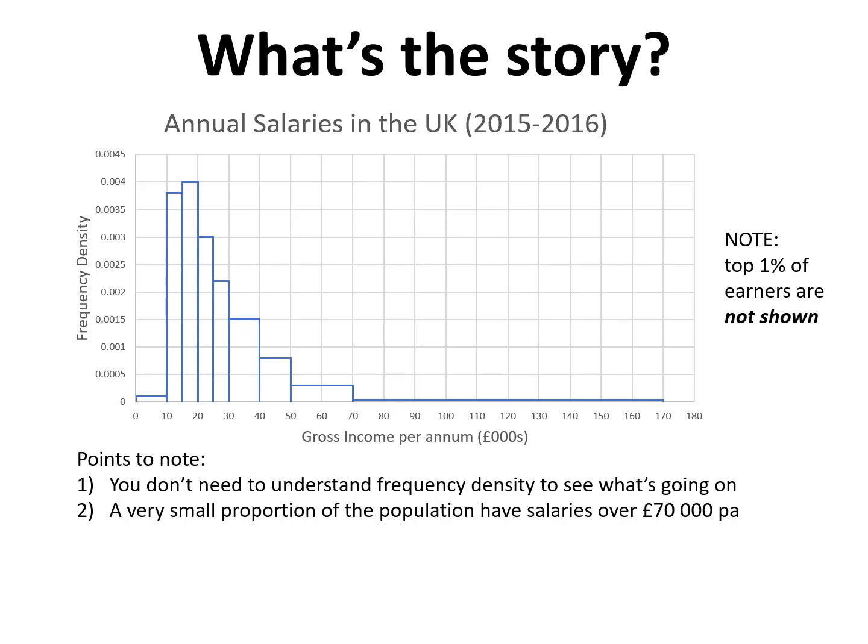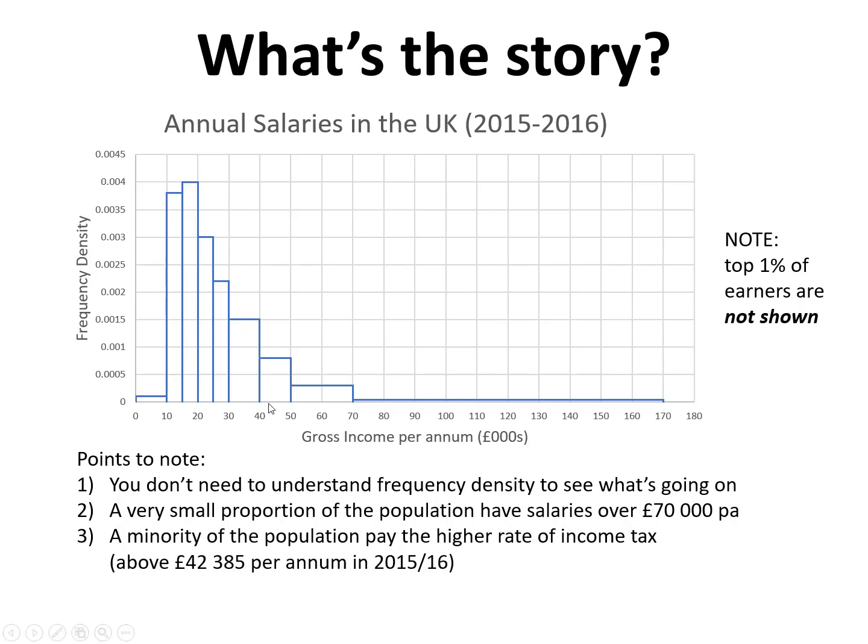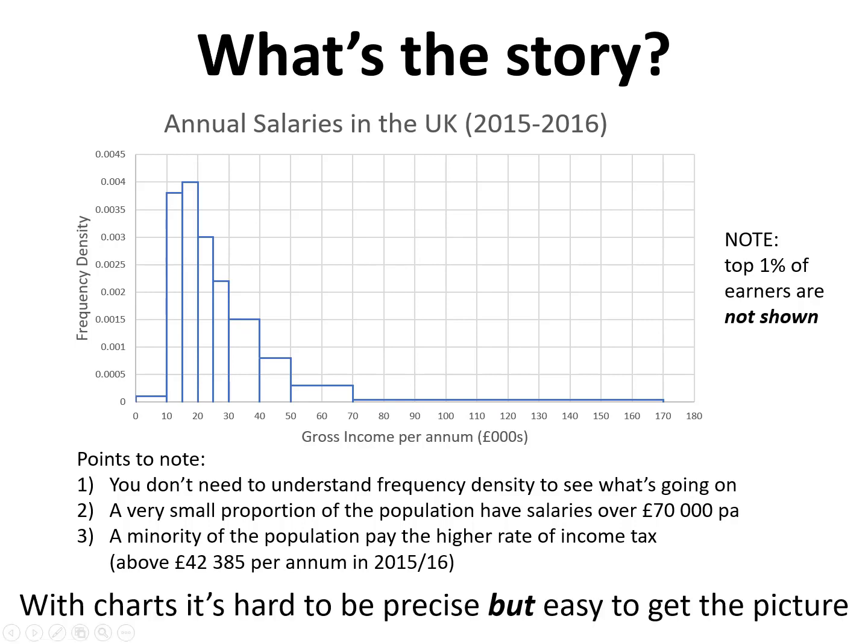You always sacrifice a bit of precision for the clarity that a diagram shows you. If we draw in a line here, that is where the higher rate of income tax comes in. 42,385 back in 2015, and you can see that it's actually not very many people who pay the top rates of tax in this country. So, with charts, it's hard to be precise, although you can state some figures, but you do get a very clear big picture if the chart's been drawn properly.